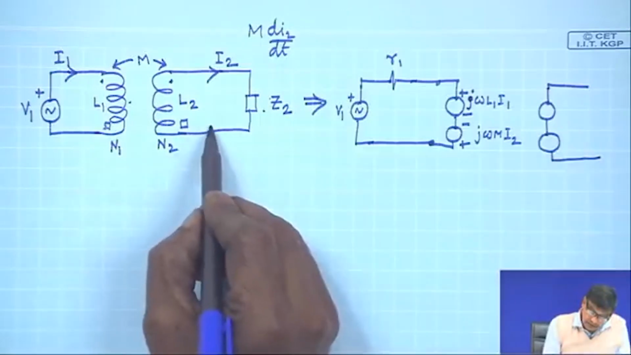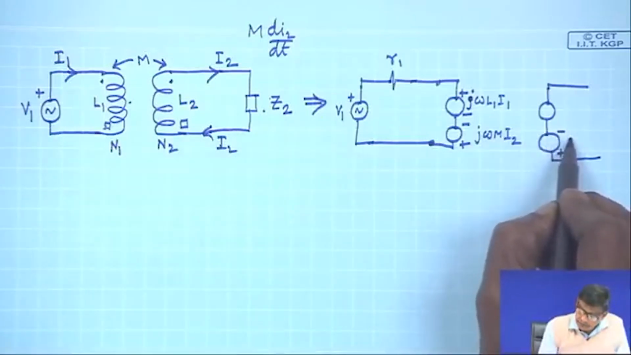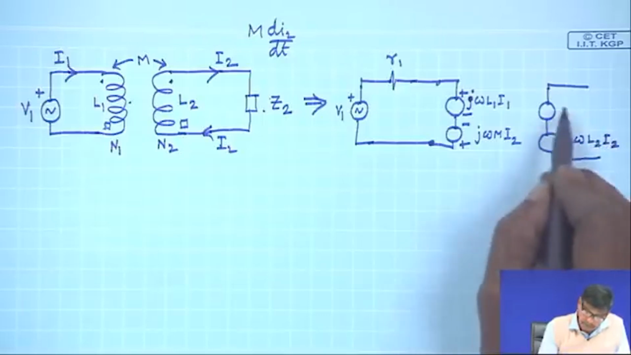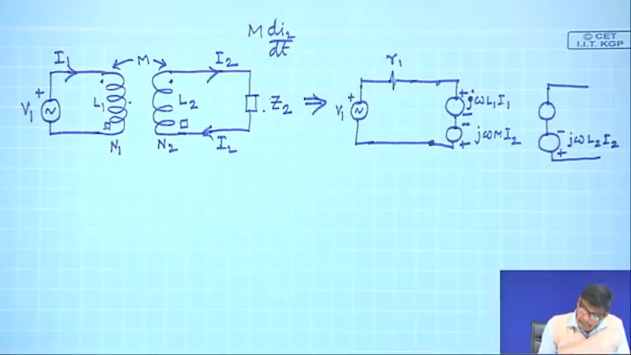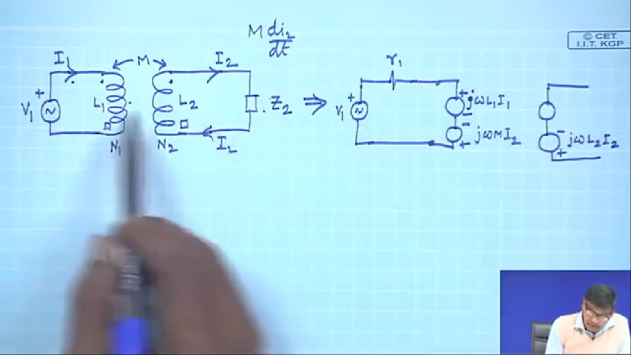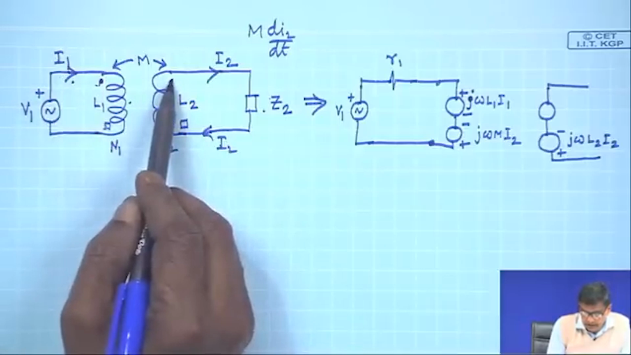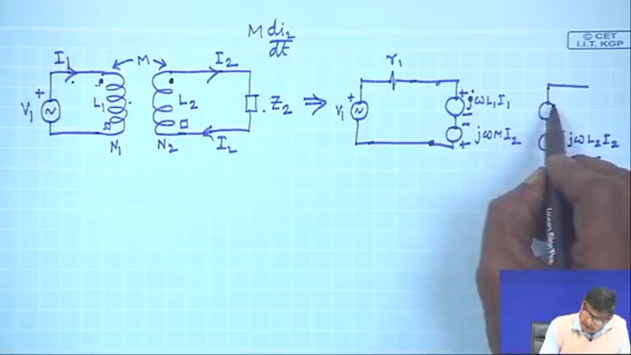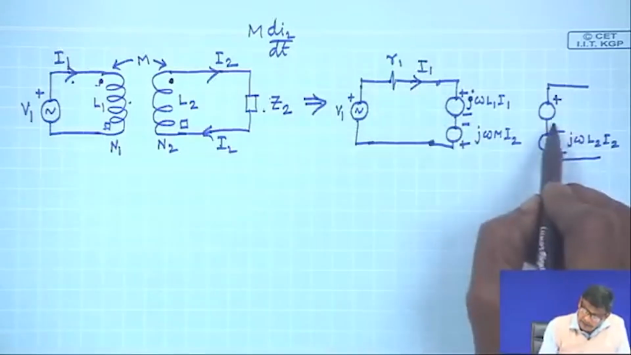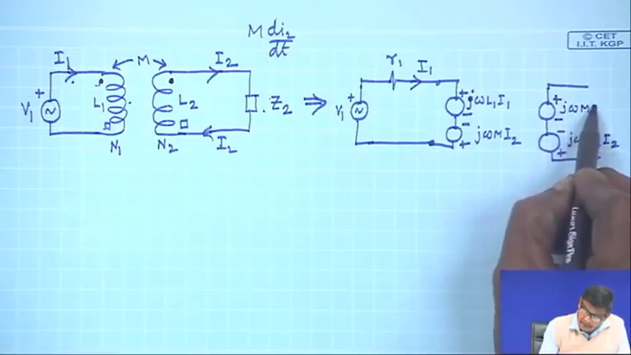One is I 2 entering through this, therefore the self inductance drop is j omega L 2 I 2, and then the mutual inductance, because primary winding 2 is carrying a current of I 1. This is dot, this is dot, current is entering through the dot. So the other dot is plus. So the polarity of this voltage will be this, mind you, this is I 1 and this is minus, and this is j omega M I 1.